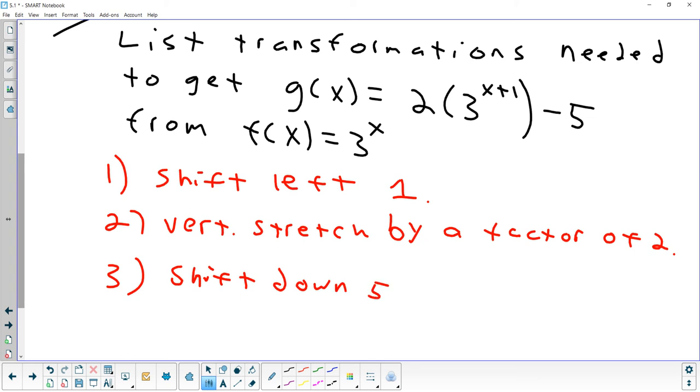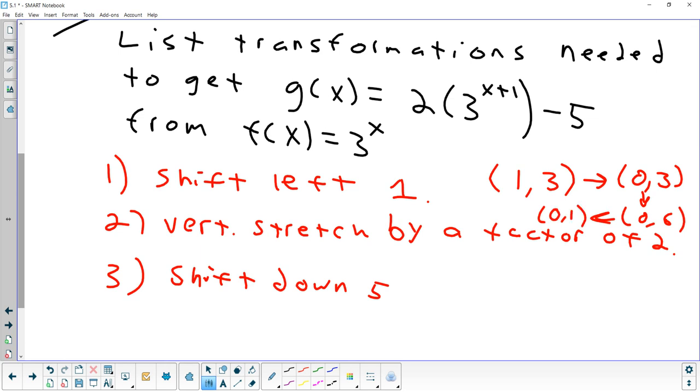So I could give you a coordinate that was on the original graph and ask you to do this to it. Let's say an original coordinate would be 1, 3. That's on the original graph. When x is 1, y is 3. Tell me where that coordinate would end up. Well, just do each one of these one at a time. Shift this coordinate left 1. Goes there. Vertically stretch it by a factor of 2. So then it would end up there, doubling the y value. And then shift it down 5. So then it would end up, down 5 would be 0, 1. So I just applied the transformations to an individual coordinate.